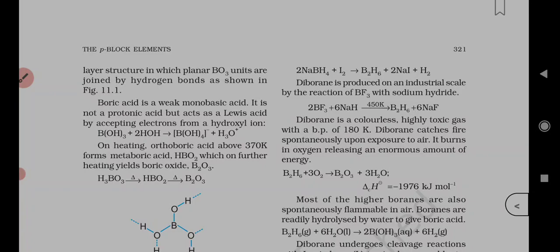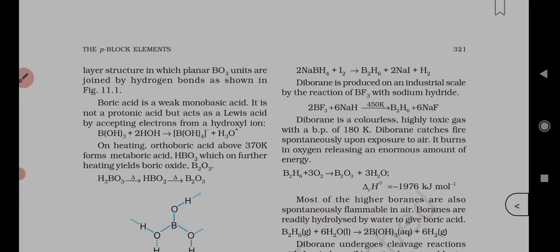With a boiling point of 180 Kelvin, diborane catches fire spontaneously upon exposure to air. It burns in oxygen, releasing an enormous amount of energy. Suppose I want to burn a grassland, okay? I can pass diborane gas and expose it to a small amount of fire or to air, however it is exposed, and then it burns in oxygen, releasing an enormous amount of energy. B2H6 and 3 oxygen will form B2O3 plus 3 water molecules.